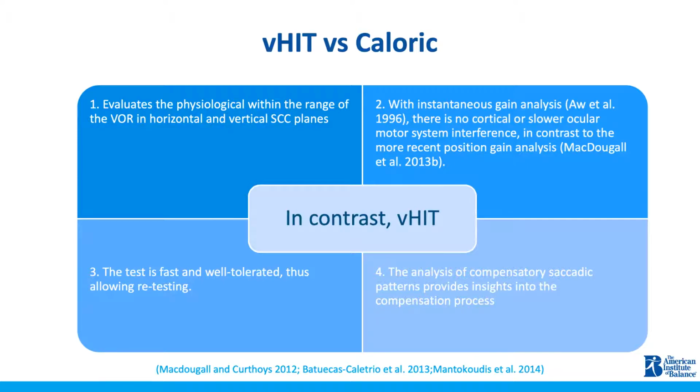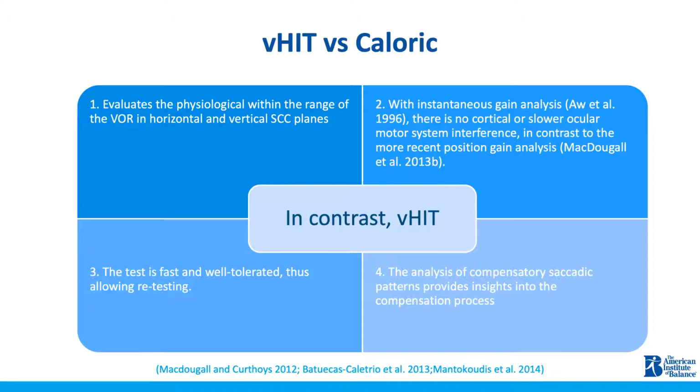Caloric testing is completed at a speed of 0.003 Hz, while vHIT is completed at a frequency much more comparable to quick daily head movements. vHIT is a faster, more comfortable test to perform than calorics, and it's also easy to add this test to your test battery when you think that a patient has a vestibulopathy.